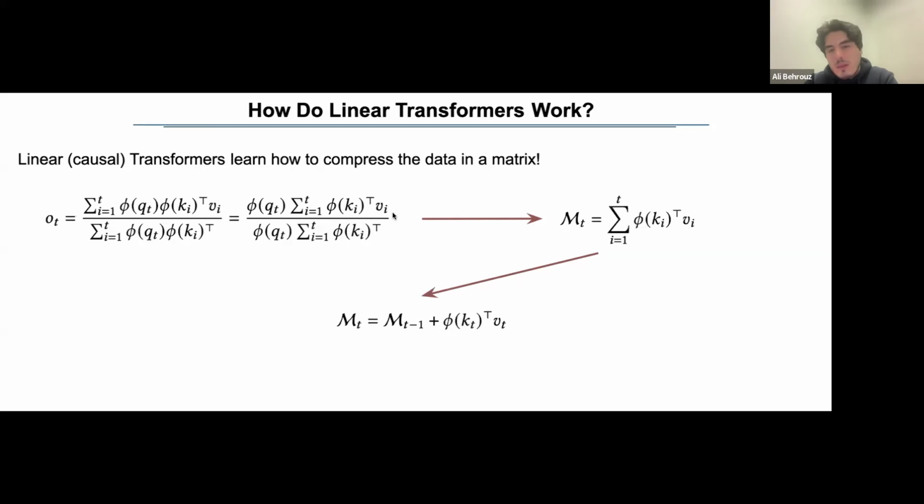So basically, the interesting part is that this memory part can be written as a recurrent formula, because it's a summation. And if we define that as Mt, we can see that Mt can be calculated as Mt minus 1 plus the new incoming pairs of keys and values. So basically, there's a recurrent formula for a linear transformer as well.